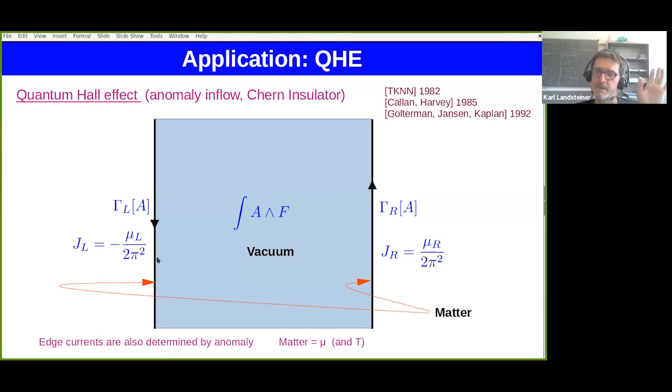But the currents do not necessarily cancel, because it is perfectly fine to have a state in which these fermions here are at a different chemical potential from those fermions. And then you will get a net current. But the anomalies still cancel. So mu is a parameter that describes the state of the system, whereas the anomaly is something which characterizes the theory by itself.